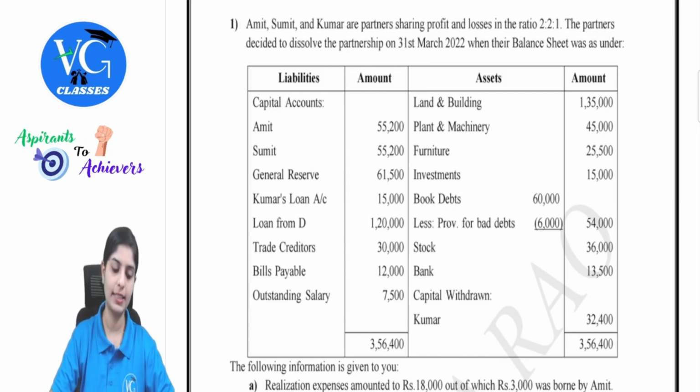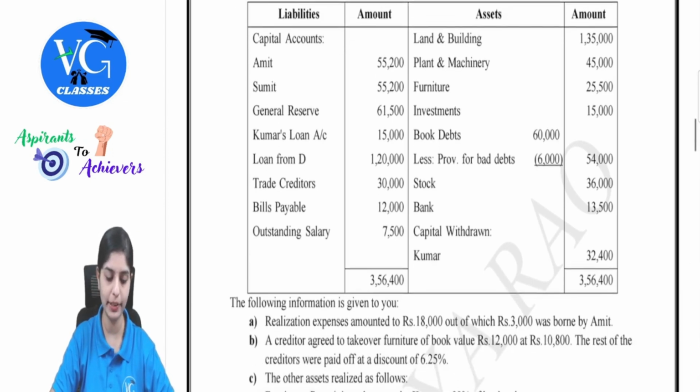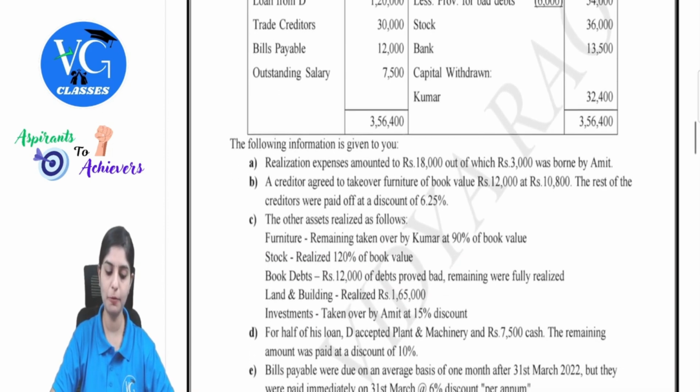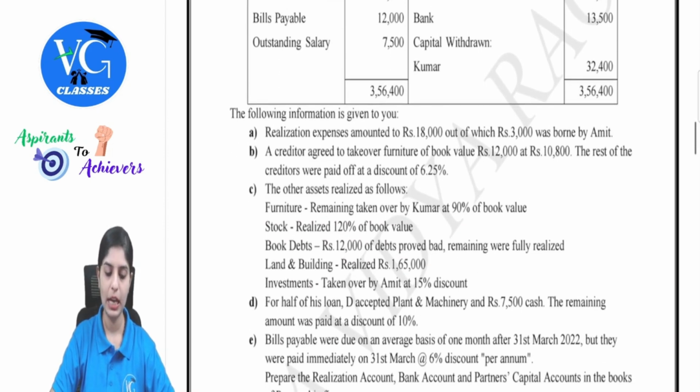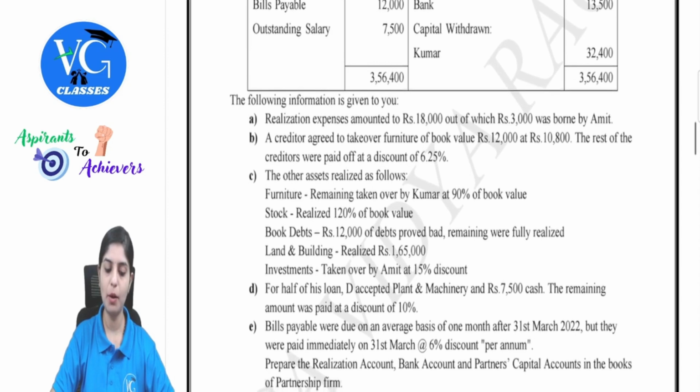Clear? Yes. Amit, Sumit, and Kumar are partners sharing profits and losses in the ratio of 2 is to 2 is to 1. The partners decided to dissolve on 31st March 22 when their balance sheet was as under. So they are giving us the balance sheet here. The following information is given to you. Realization expenses amounted to 18,000, out of which 3,000 was borne by Amit.